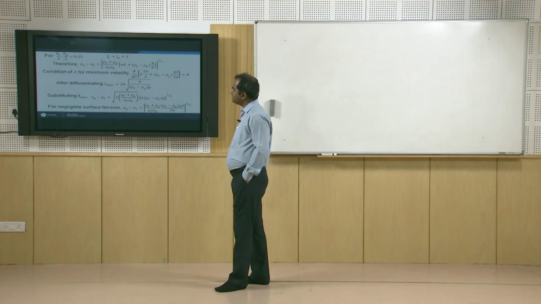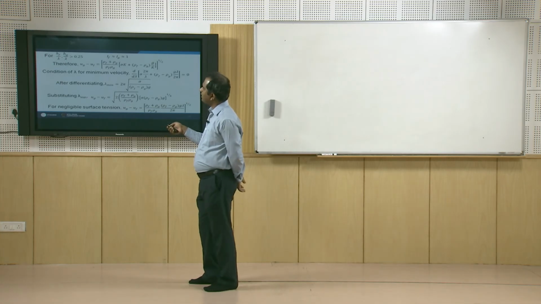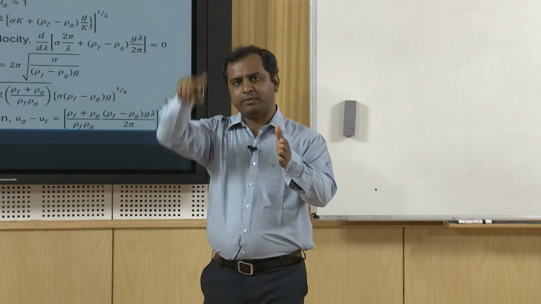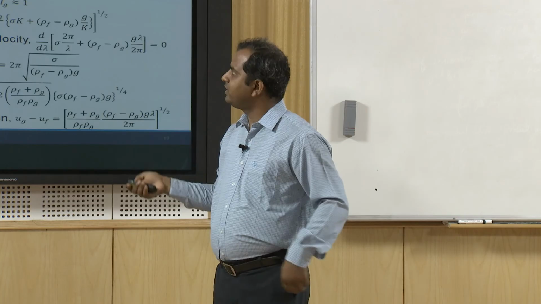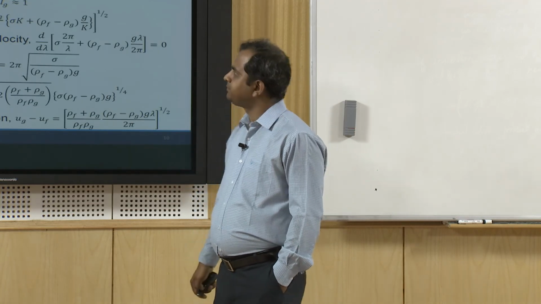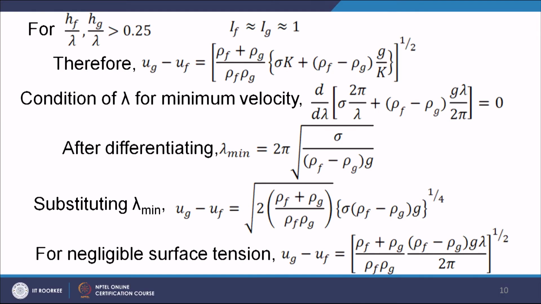Next, let us see the extreme limits. First, we will consider hf by lambda and hg by lambda higher than 0.25. That means the wave is very steep. The amplitude is small, but the wave is very steep. So, the height is actually very big compared to lambda. Let us see now what the consequences are.